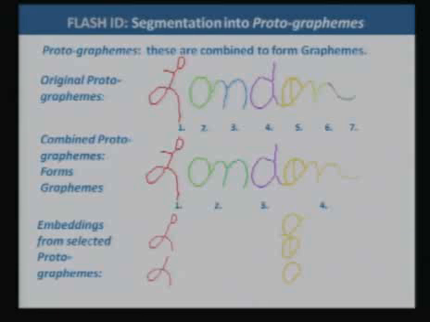A protographeme, or let's say adjacent protographemes, are combined into something we call graphemes. So the protographemes grow graphemes. A protographeme can be a member or a part of multiple graphemes. There's redundancy in the system.